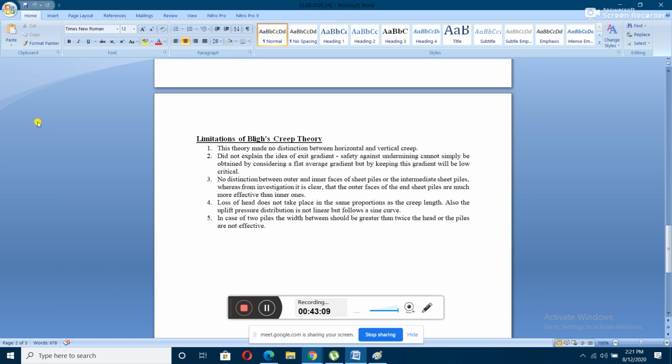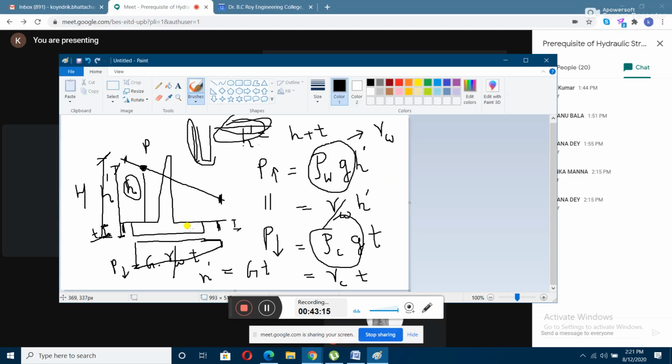Next is, he did not explain the idea of exit gradient. The water coming out from this point, he did not give any idea on this. There was no idea being established here. This flow of water from this will be known as exit gradient. He did not give any idea on it.